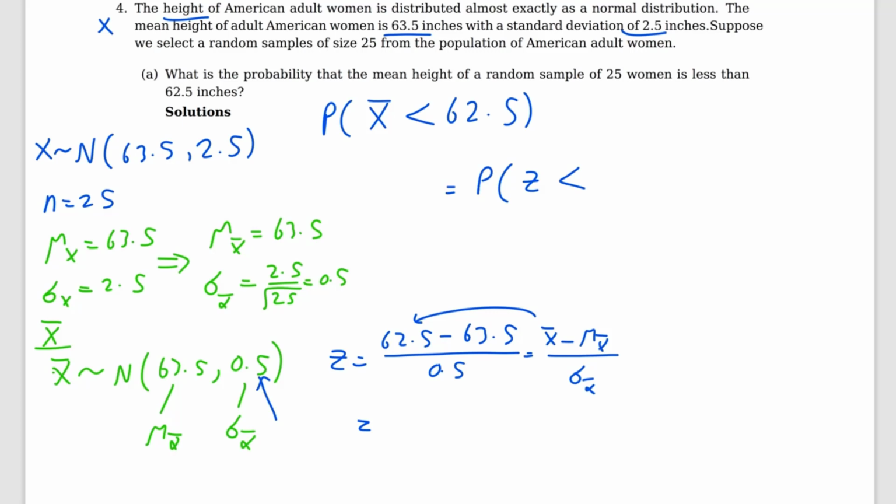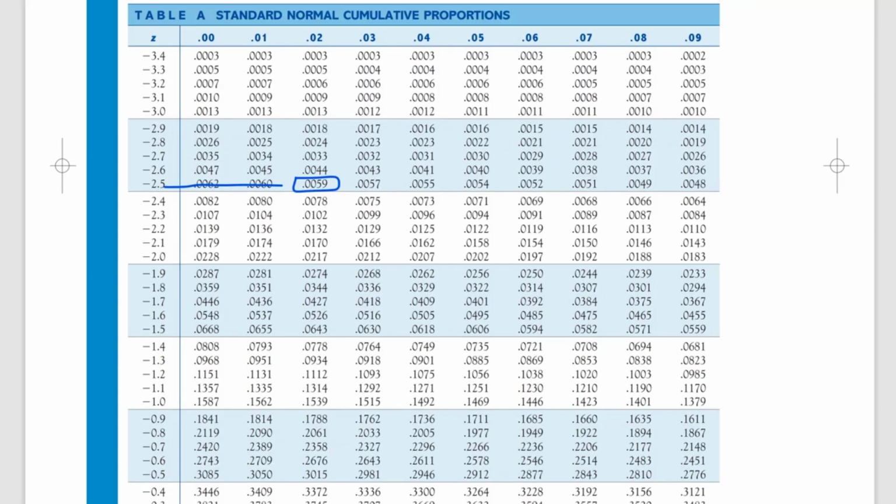Negative 2, right? 62.5, 63, negative 2, right? So therefore we can say this is negative 2, right? Then z less than negative 2. Then go to a z table, negative 2. Where is the negative 2? It is here, right? You see this is a negative 2.00, that is 0.0228.